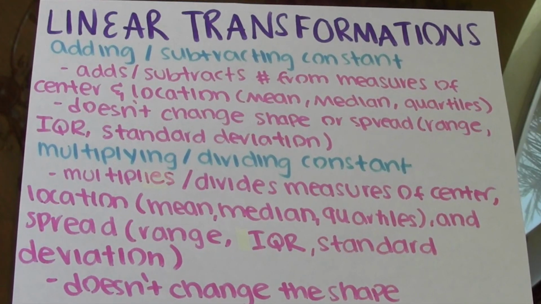Okay, so for linear transformations, when you add or subtract a constant, it'll add or subtract that number for measures of center and location, like mean, median, or quartiles, but it doesn't change the shape or the spread, like range, IQR, and standard deviation. When you're multiplying or dividing by a constant, it'll multiply or divide that measure of center, location, and spread, like mean, median, quartiles, range, IQR, and standard deviation, but it still won't change the shape.